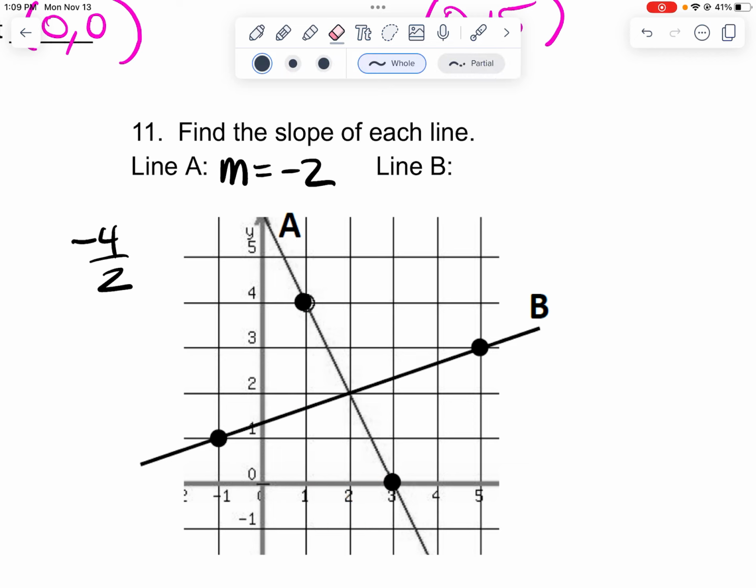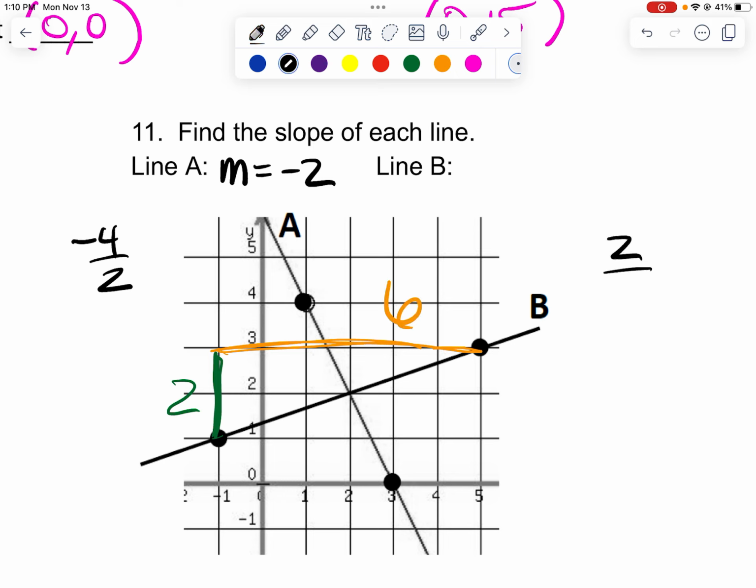Then, if I do line B, I go up 2, and I go across, what is that, 6? So that's going to be 2 over 6. And if I simplify that, my slope here would be 1/3.